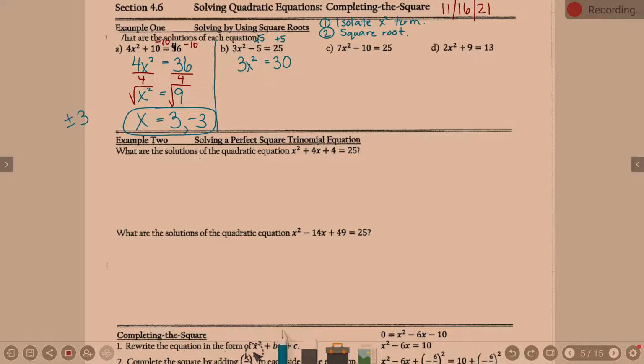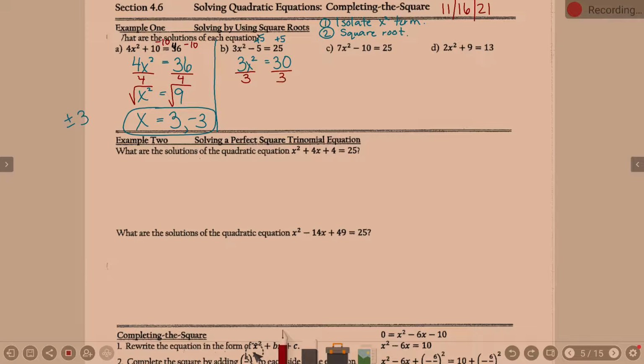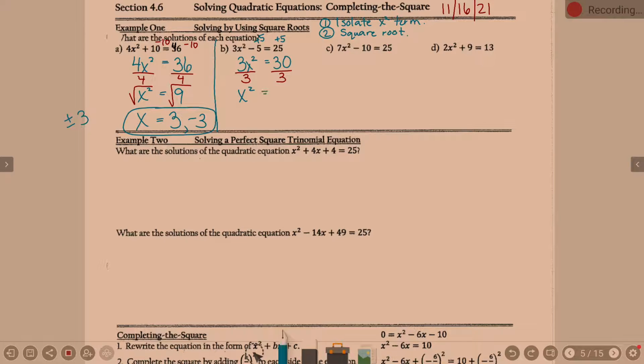Is x squared fully isolated? No. Okay, it's getting there. How do we separate the 3 and the x squared? It's 3 times x squared, so we're going to divide by 3. 3x squared divided by 3 is x squared. What's 30 divided by 3? 10.